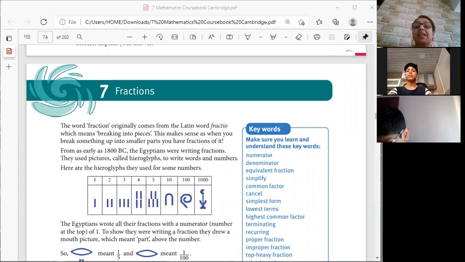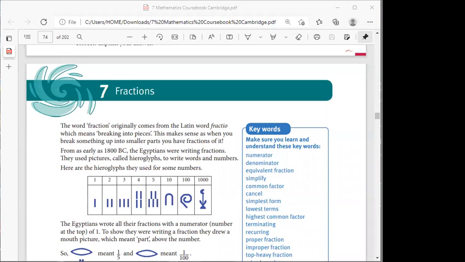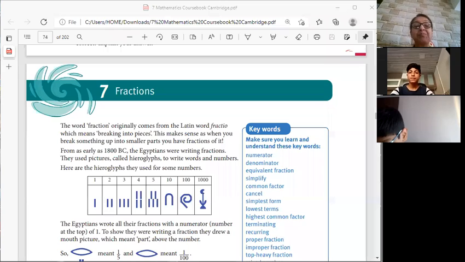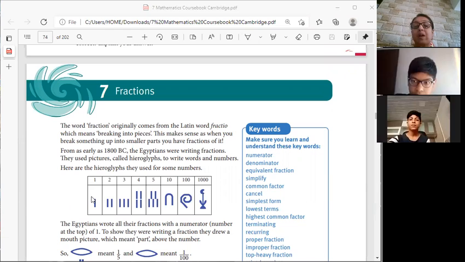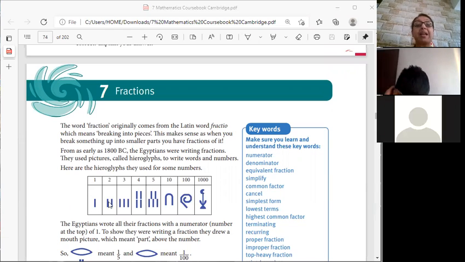From as early as 1800 BC, the Egyptians were writing fractions. But the script that they used is known as the hieroglyphic script. They did not write, they actually used pictures instead of writing. Pictographic, you can say. They used pictures called hieroglyphs to write words and numbers. And how they used to write the numbers, I have tried to show you a little here. Can you see one was written like just one standing line, and then two standing lines?